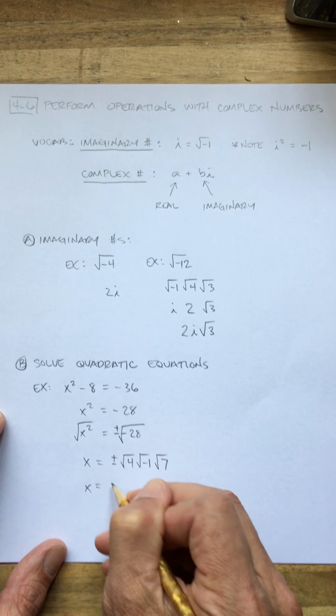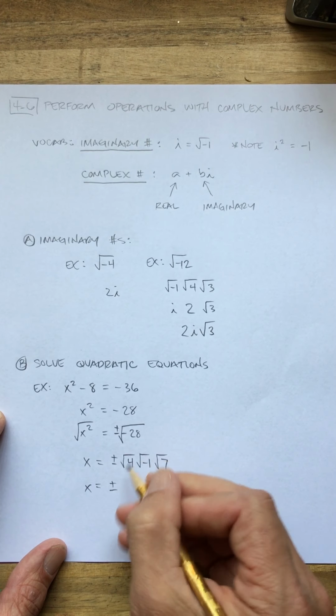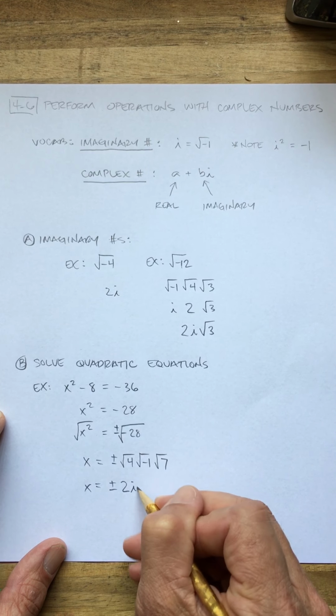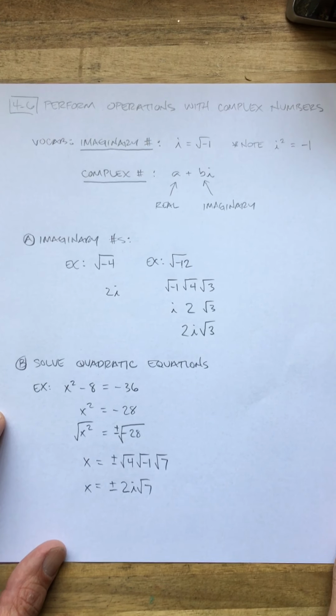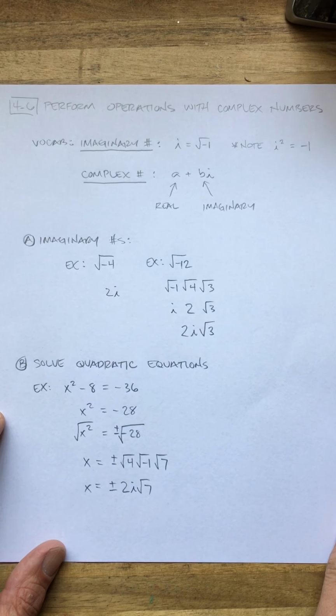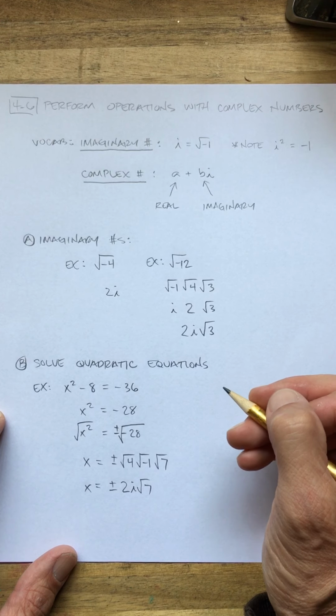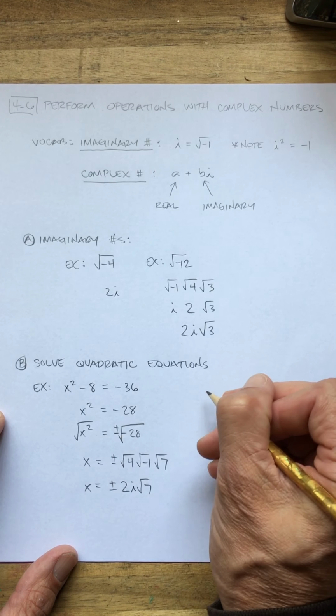Ready? X equals plus or minus. Square root of 4 is 2. Square root of negative 1 is i. Square root of 7 just stays like that. Okay? Pretty straightforward. All right, again, if this is going too fast, just pause it, rewind it, play it again.